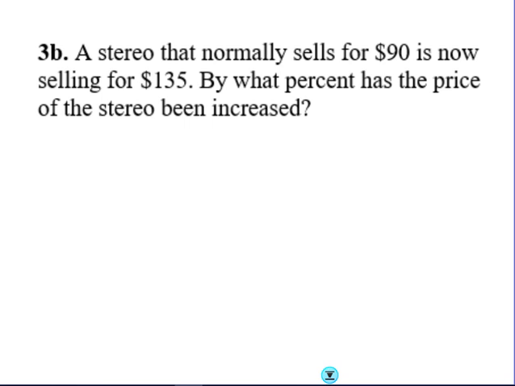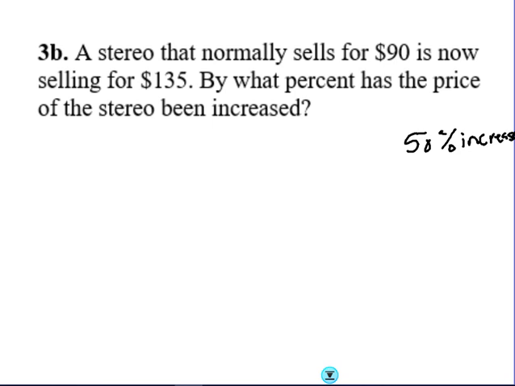So for 3B, you're now going to try this one for yourself first. And if you've done it correctly, you'll get a final answer of 50%. It's going to be a 50% increase. So go ahead and pause the video, try it out for yourself, and make sure you got a 50% increase. All right.